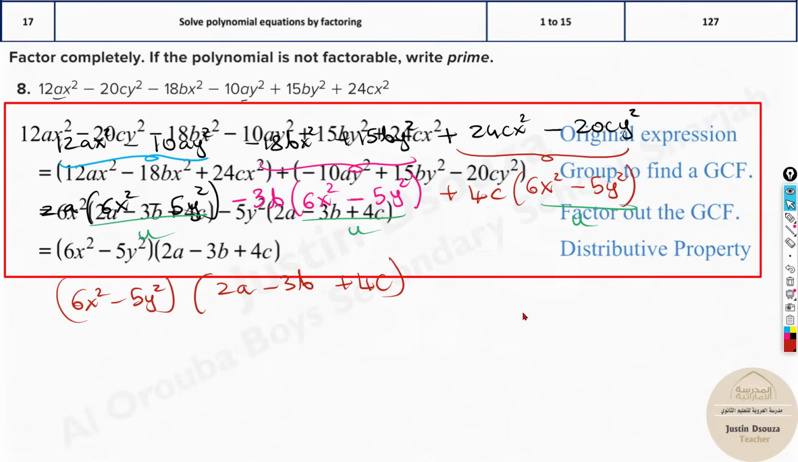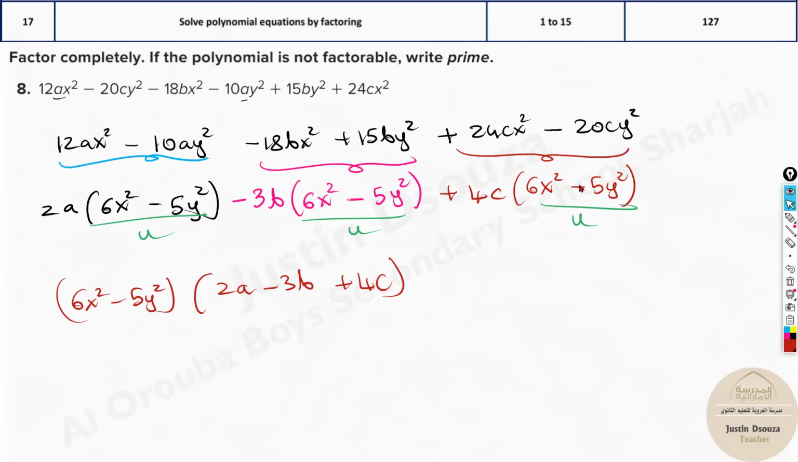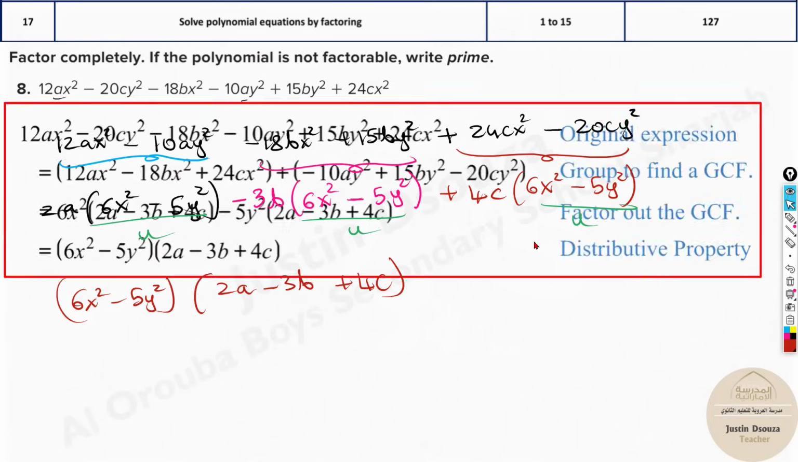Don't go to simplify it further. So this is how we do it. If you're getting confused over here, take this as u, write it as 2a times u minus 3b times u plus 4c times u, and remove the common term u outside, and then finally substitute what you assumed u to be. That's how we can solve this.